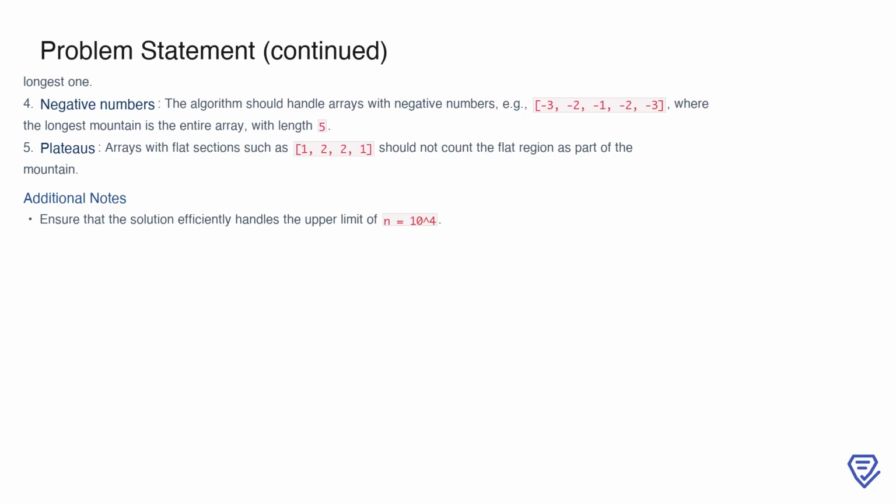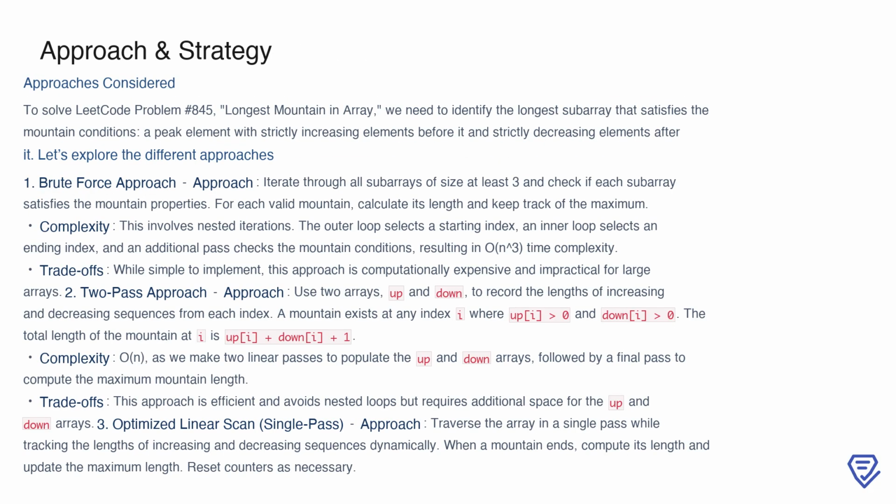for the largest inputs. To solve the problem of finding the longest mountain in an array, we need to identify subarrays that satisfy the mountain conditions, a strictly increasing sequence leading up to a peak, followed by a strictly decreasing sequence. We considered several approaches to tackle this. The first is the brute force method, where we examine every possible subarray of size 3 or more and check if it meets the mountain criteria. For valid mountains, we compute their lengths and track the maximum.